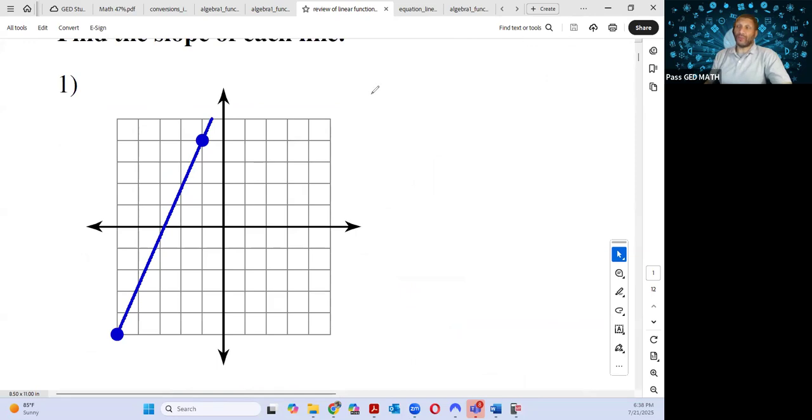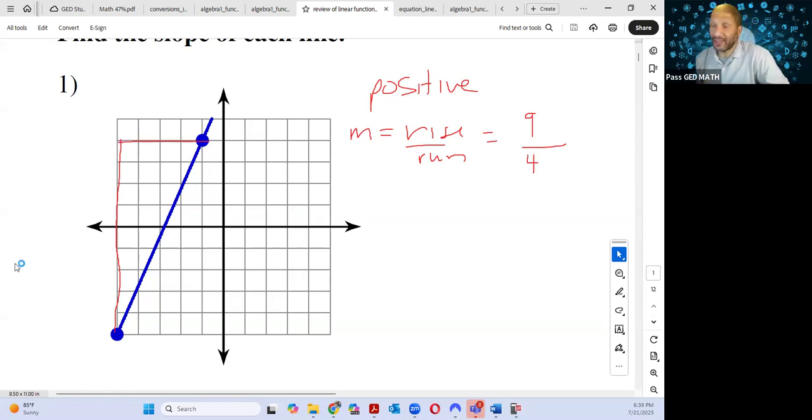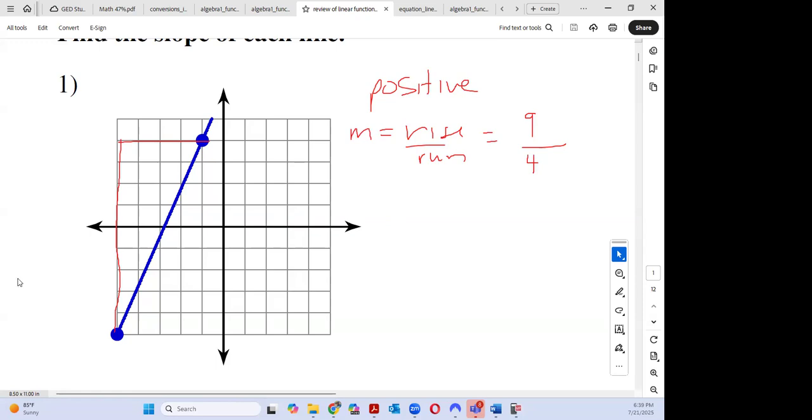From left to right, it's going up, so I know it's a positive slope. Since they gave me a graph, I'm using rise over run. I start with my leftmost point: 1, 2, 3, 4, 5, 6, 7, 8, 9. I had to go up 9. My run, 1, 2, 3, 4. My slope of that line is 9/4.